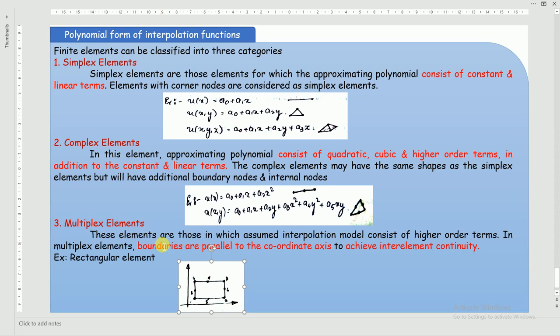So in today's class, we have gone through two problems on the potential energy method, then the interpolation model and what it is, then through a graph, how the exact solution and approximate solution vary for linear, constant, and quadratic terms. Then using Pascal's triangle, how to write the polynomial functions for 1D, 2D, and 3D problems for the linear model, quadratic model, and cubic model. And what are simplex, complex, and multiplex elements. In the exam, when it is asked what is a simplex, complex, and multiplex element, you have to define it and write these equations.